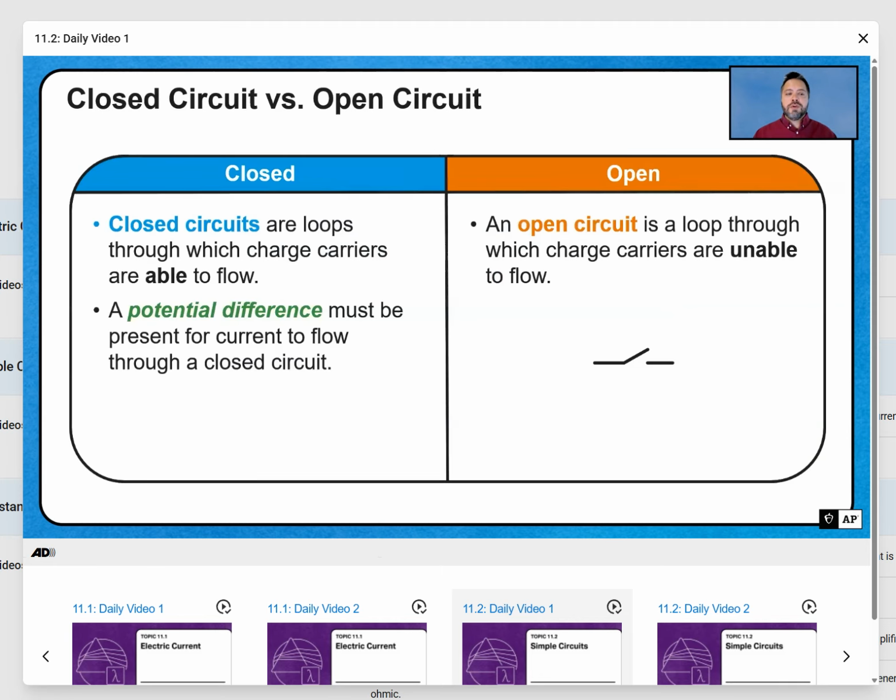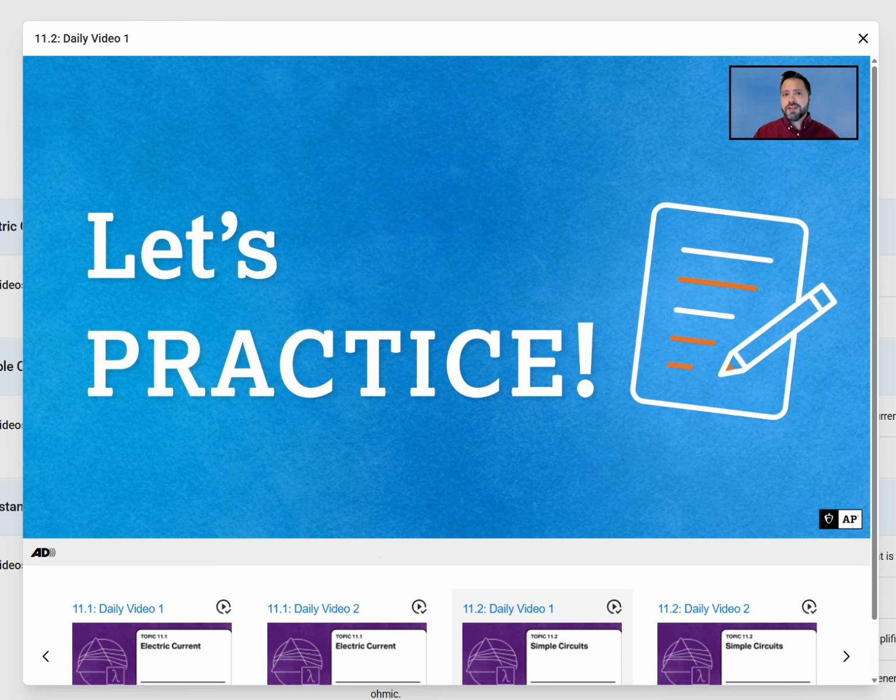So just a quick review. Closed circuits are loops through which charge carriers may flow. You need a potential difference, and the loop needs to be made of conductive material. An open circuit, though, is going to be a loop through which the charge carriers are unable to flow. So let's practice making some claims based on our definitions here for open and closed loops.